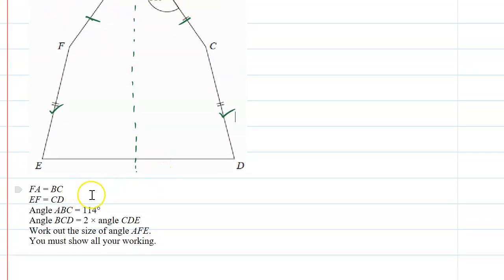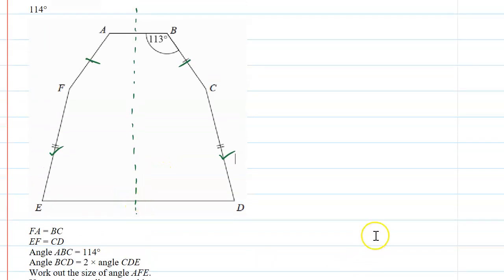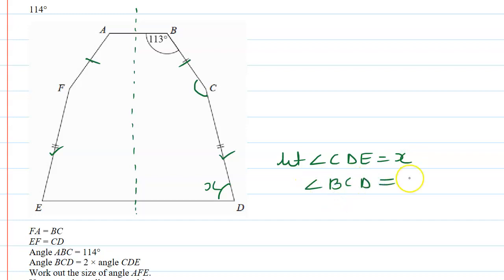FA equal to BC, EF equal to CD, yeah, and angle BCD is twice of angle CDE. So this angle BCD is twice of CDE. So suppose CDE is X, so let angle CDE be x, then angle BCD will be 2x. Okay, work out the size of angle AFE. So we need to find, because it is symmetry, if it is x, then this will be 2x here. So how many x's are there?